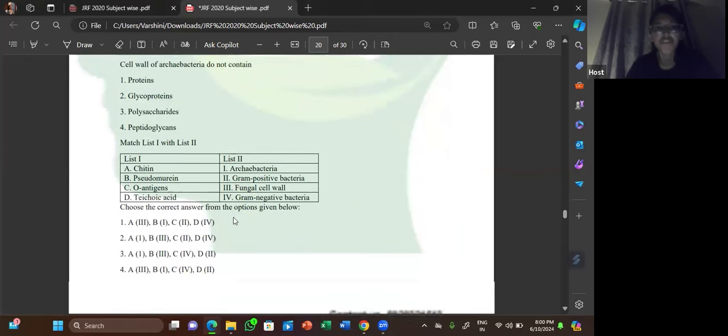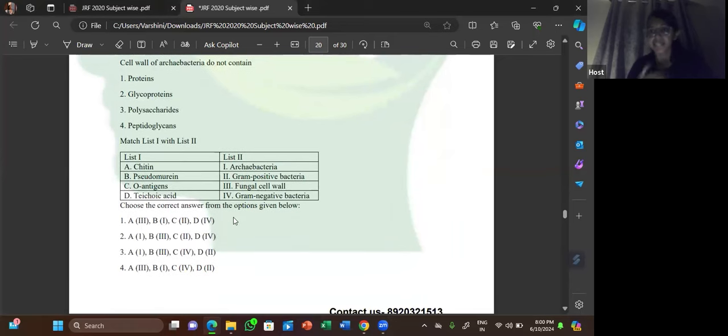Cell wall of Archaebacteria doesn't contain... Now you have to say this. What is the factor that is lacked by Archaea? No, not three. Yes, very good. Four, peptidoglycans. Archaea doesn't have peptidoglycans.